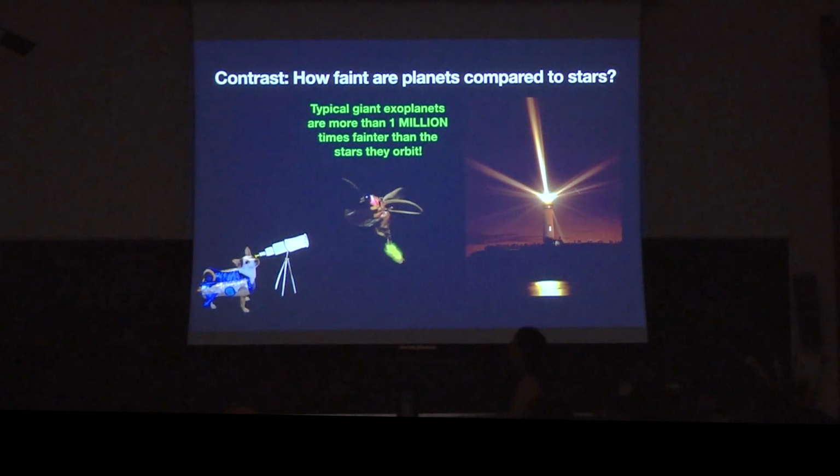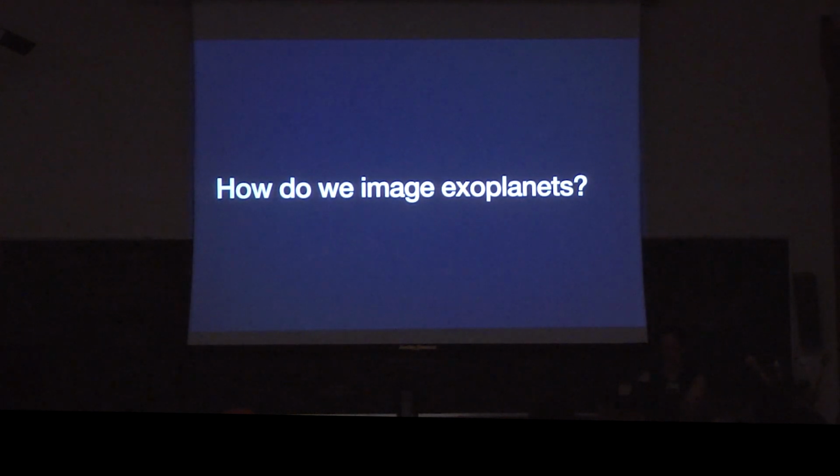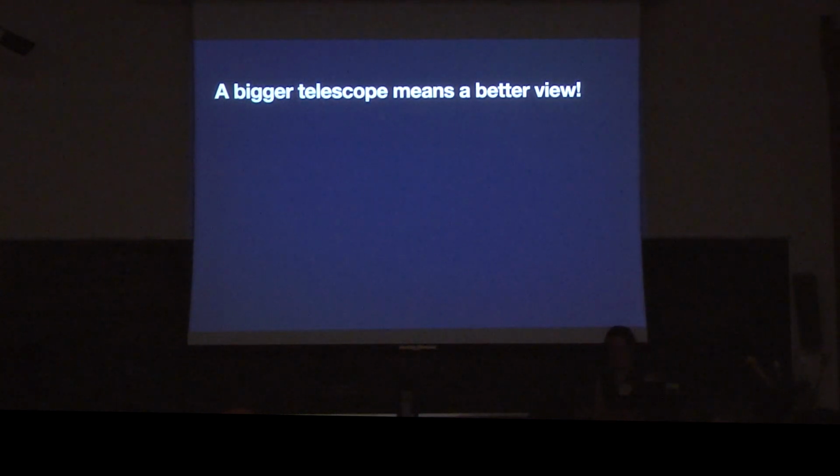How about contrast? So how faint are planets compared to their stars? A good, easy-ish to image giant planet would be something like 1 million times fainter than the star that it's orbiting. So for a real-life analogy there, that's like trying to take a picture of a firefly next to the Pigeon Point lighthouse. So super hard to see in the glare of the bright star. So we need to accomplish these things. We will talk about how we do it, and then we'll get into the specific project.